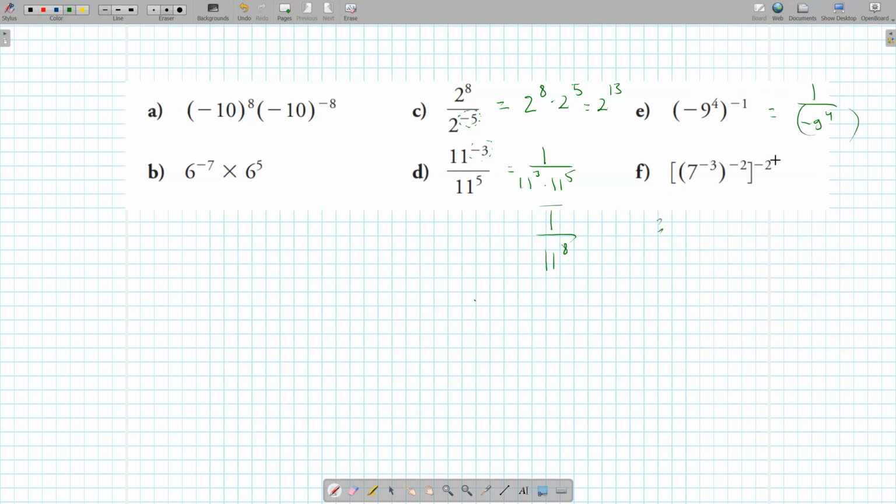F. Again, doesn't matter how many there are, you just multiply all the exponents. When there's multiple exponents like that, you just multiply all of them. So this will be 7 to the power positive 6 from the first two. And then what? What's the next step?